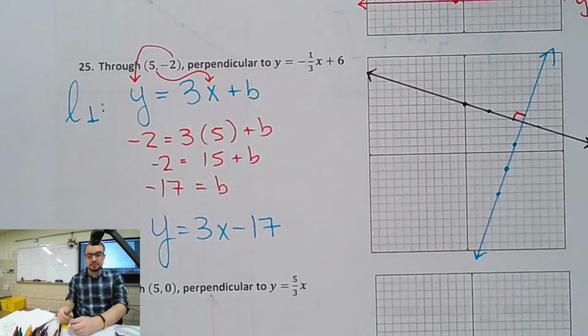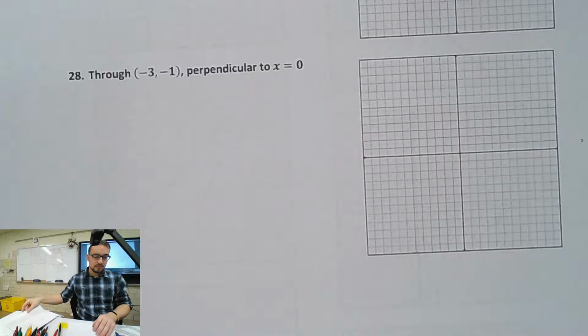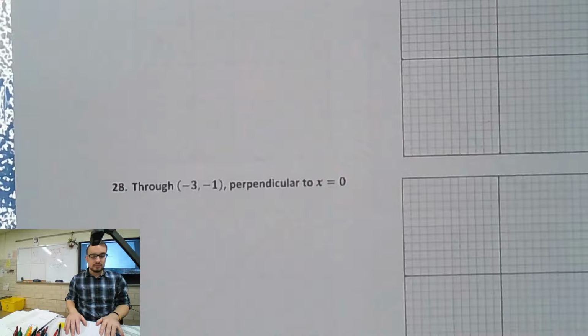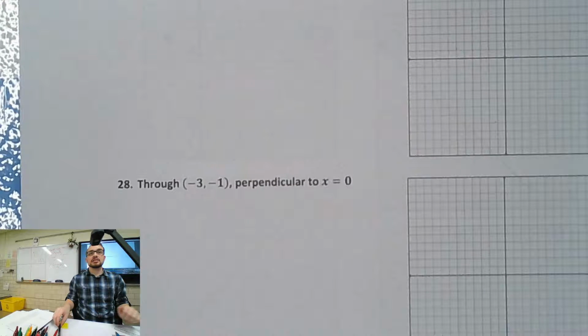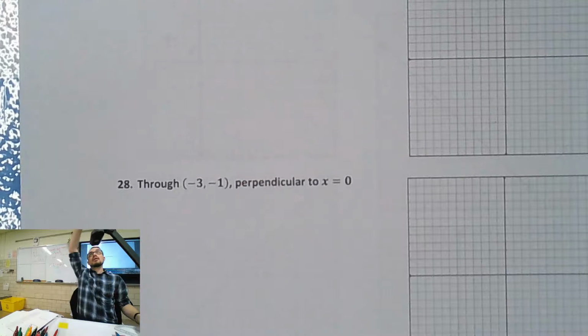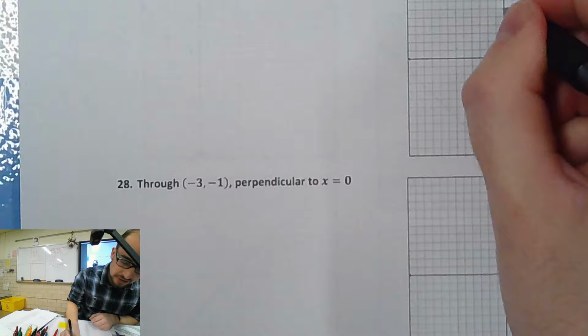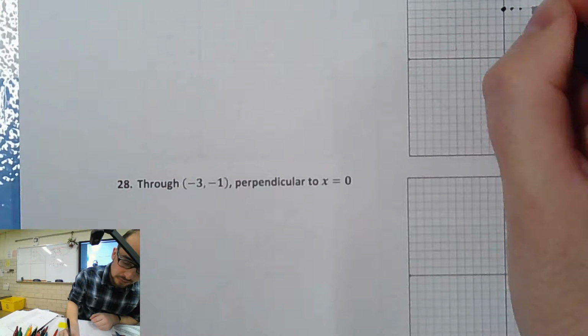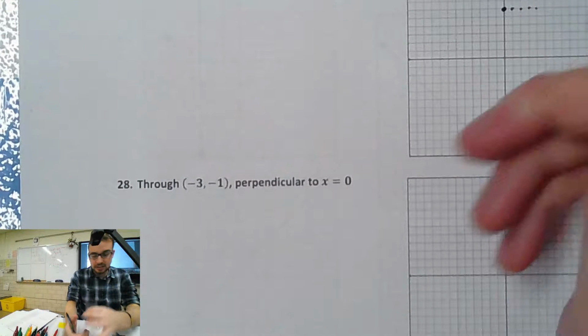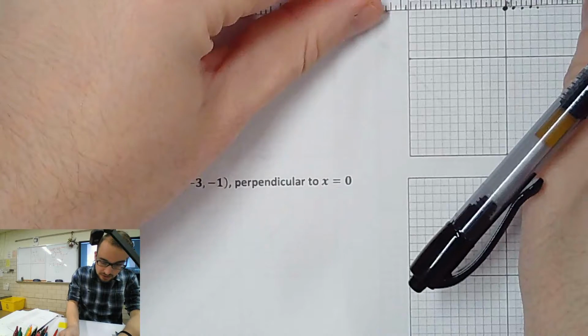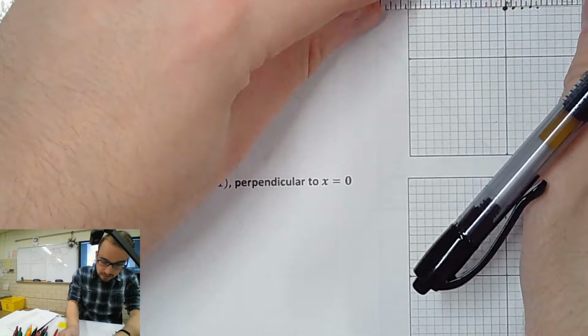Turn the page. Look at number 27. y equals 6. What kind of a line is that going to be? Horizontal. All of the points where y is 6. So here's where y equals 6. 1, 2, 3, 4, 5, 6. Here's all the points where y equals 6. (1, 6), (2, 6), (3, 6), (4, 6).